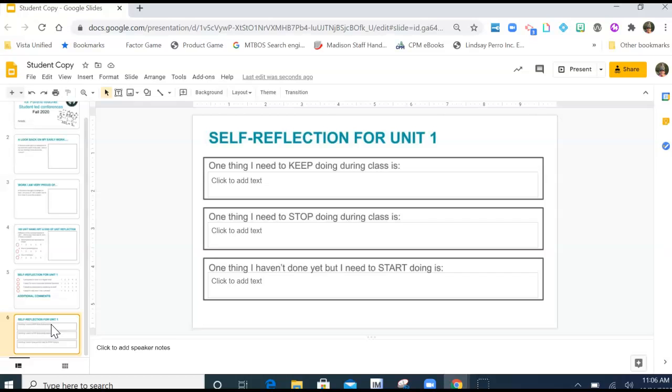So in the first box, you're going to type in some things that you need to keep doing during class that you're doing really well, and something that you need to stop during class in the middle box. And the last part is one thing that you haven't done yet but you need to start doing. So that's how we're going to be working this project. So go ahead and get that done today and share it with me when you're done.